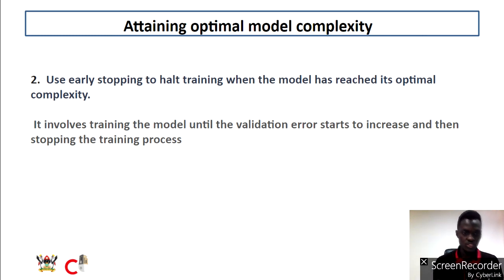Then the other way is to use early stopping, to halt training when the model has reached the optimal complexity. This is where, as you train the model, you watch the validation error, and when it has reached its lowest point and started increasing, you stop the training process right away before it goes into overfitting. So you train the model only until the validation error starts rising, so that it doesn't go into overfitting. So that's one of those.